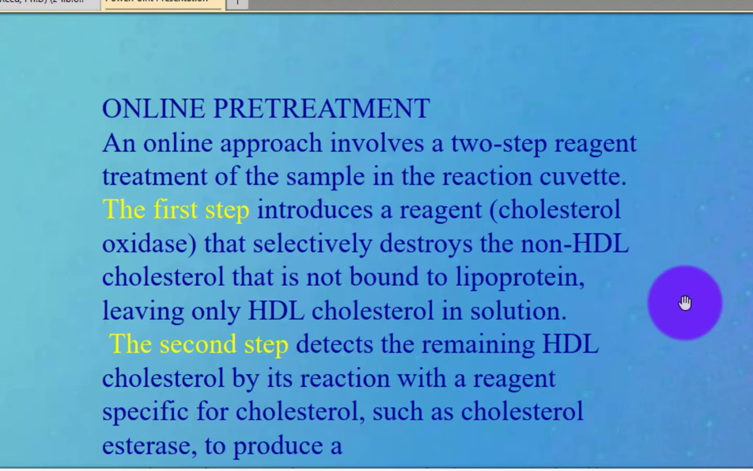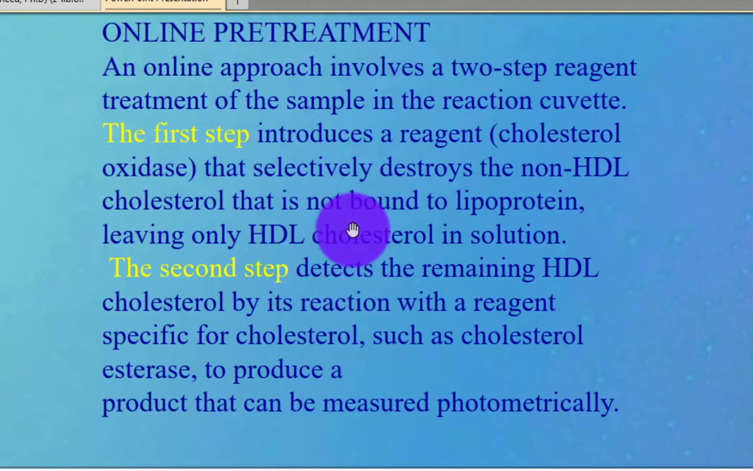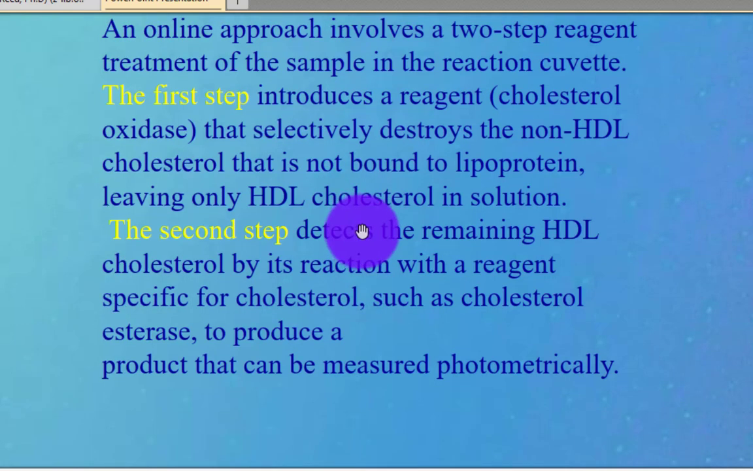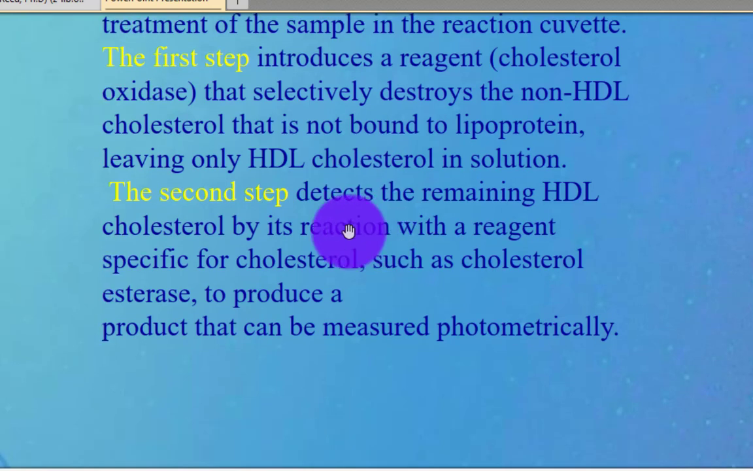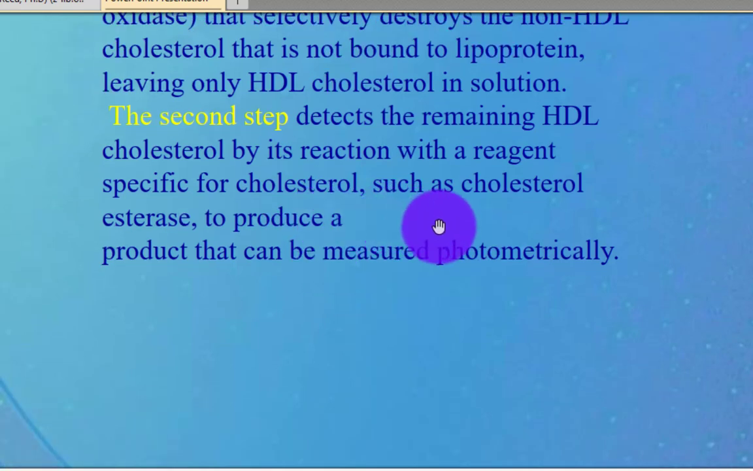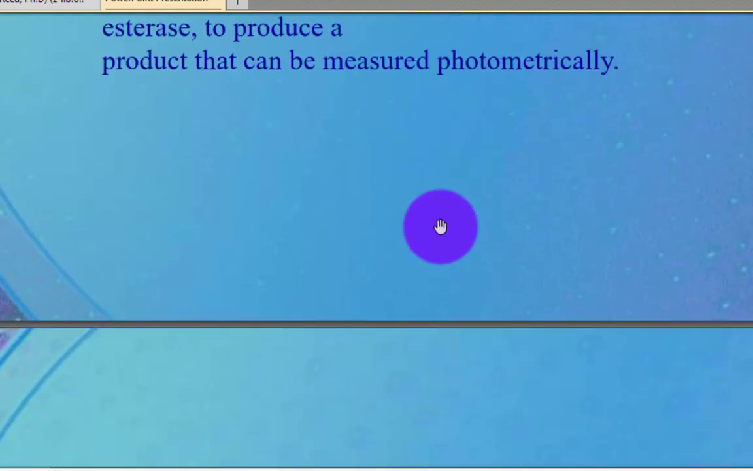Online pre-treatment. An online approach involves a two-step reagent treatment of the sample in the reaction cuvette. The first step produces a reagent, cholesterol oxidase, that selectively destroys the non-HDL cholesterol that is not bound to lipoprotein, leaving only HDL cholesterol in solution. In the second step, the remaining HDL cholesterol is detected by its reaction with reagents specific for cholesterol, such as cholesterol esterase, to produce a product that can be measured photometrically.